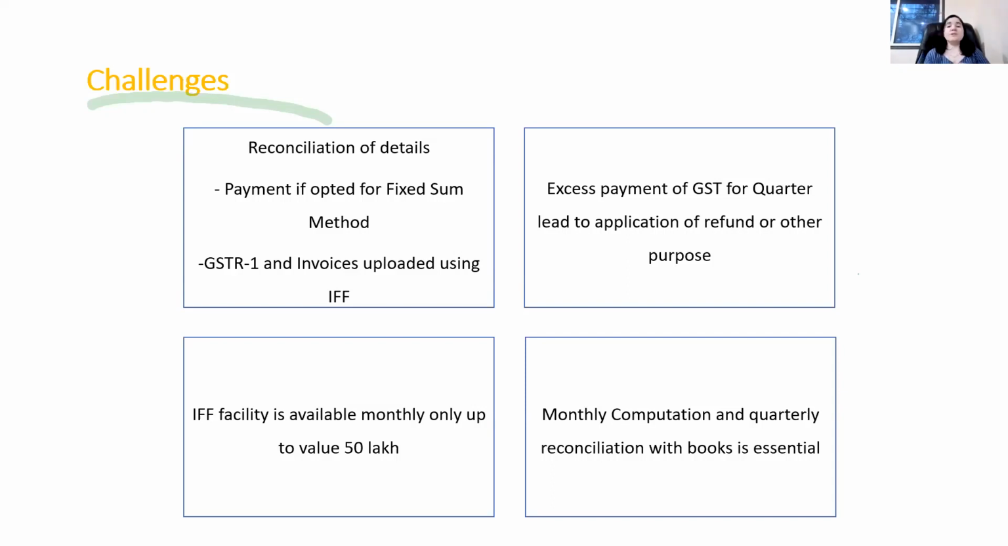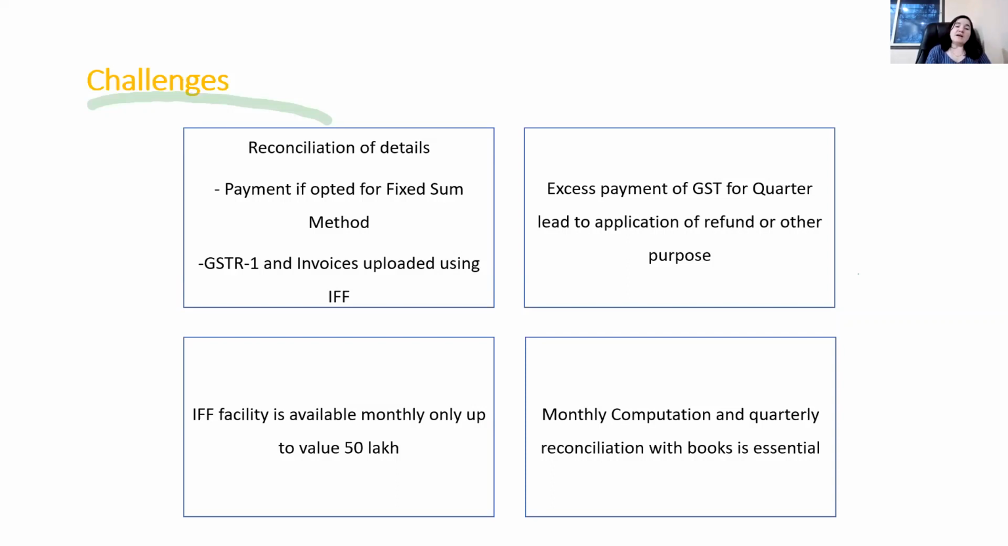Second, even in the fixed sum methodology, the books liability vis-a-vis the liability paid is required to be reconciled. Next, excess payment. This is one of the drawbacks of the scheme: the scheme says that excess payment of GST for the quarter could lead to a refund. So a refund can be claimed in case of excess payment, but whether it is an easy task to claim the refund, everyone knows. I don't think we need to discuss it.